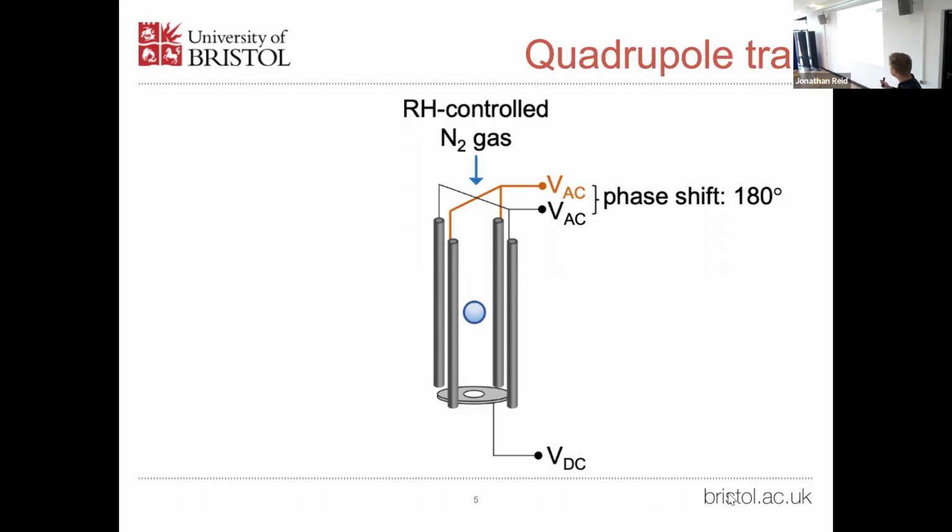And then in the vertical plane, we have this ring electrode at the bottom. We apply some DC voltage, which is the opposite polarity to that of the particle, and that stabilizes the particle, balancing the droplet weight and the drag force from this N2 gas flow from the top, which we use to control the relative humidity in the chamber.